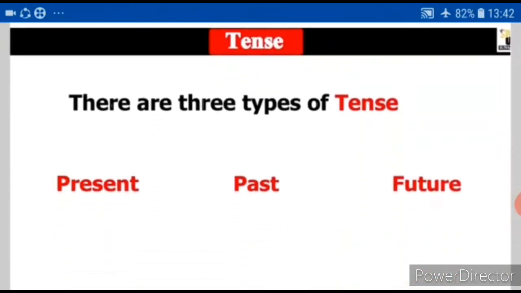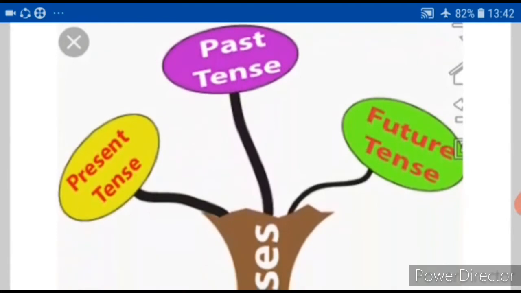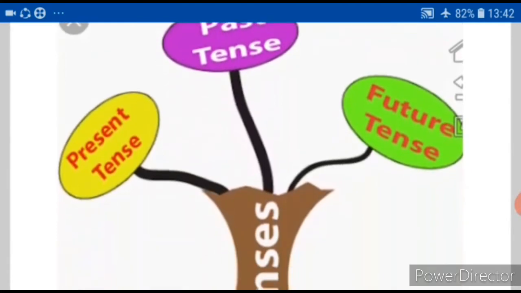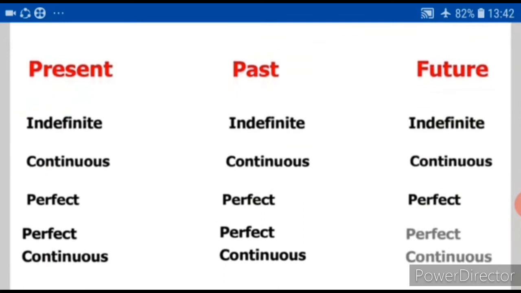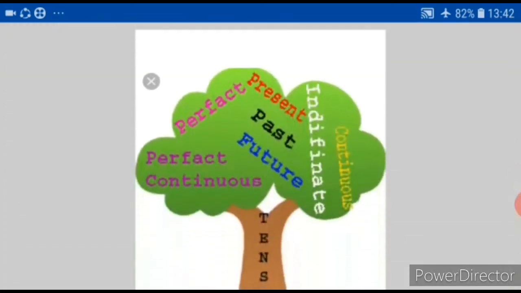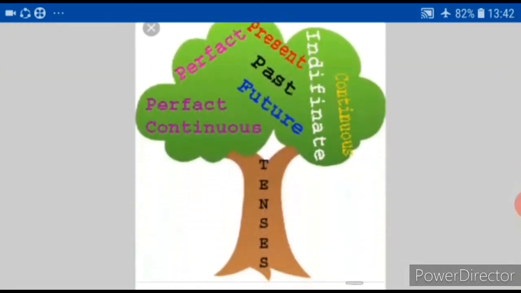Students, we have knowledge that there are three types of tenses: present, past or future. You can get knowledge with this diagram of tenses: present tense, past tense and future tense. Students, four types of aspects of each tense are given in this slide: present indefinite, continuous, perfect, perfect continuous. In the same way, past or future. You will get this from this diagram.